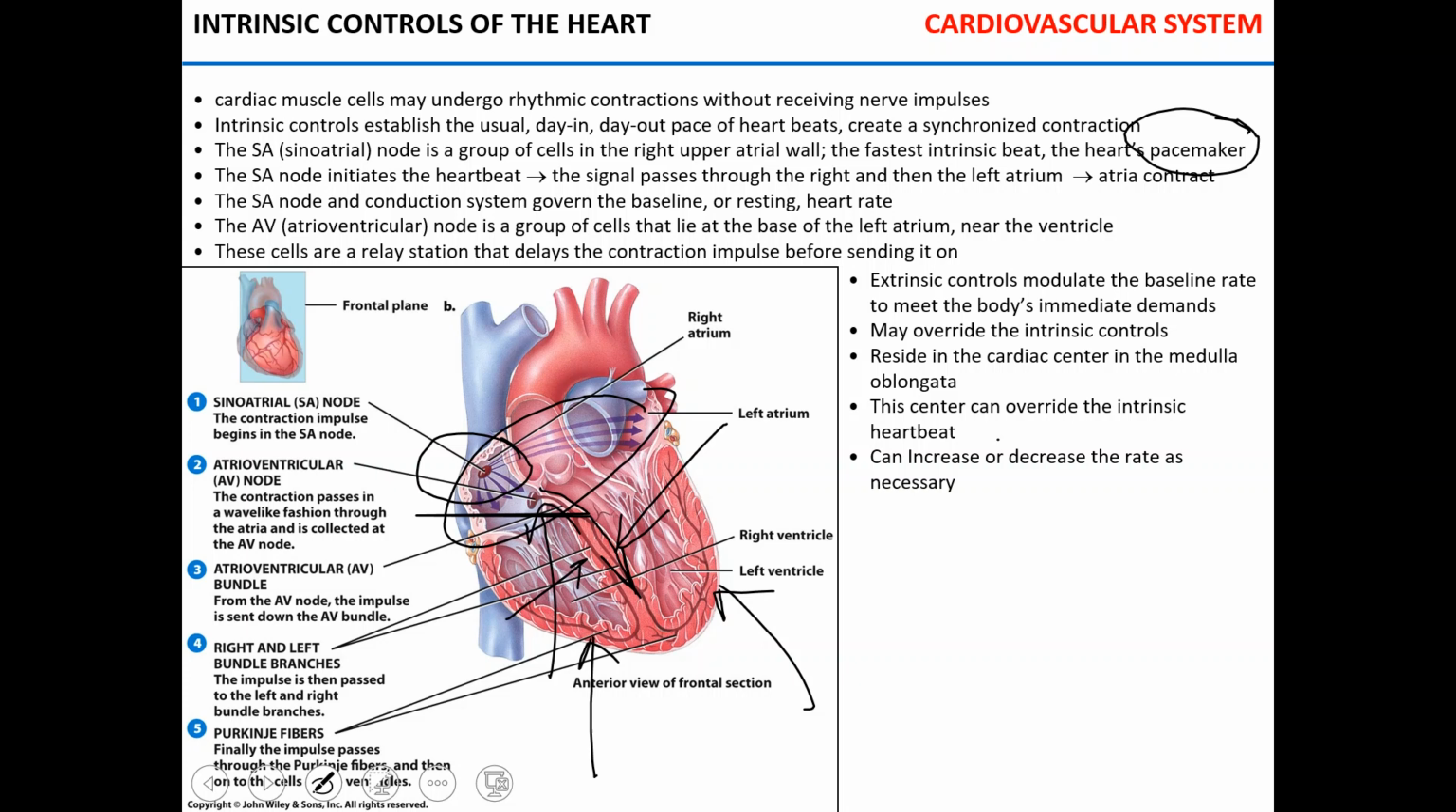It is important to highlight that these intrinsic controls also have another level of control from the rest of the body. So heart can contract without any nervous stimulation, but essentially nervous stimulation can change the heart rate, basically may override the intrinsic controls, and the signals from the cardiac center in the medulla oblongata can either increase or decrease the heart rate as necessary. But essentially, sinoatrial node is the chief structure that sets up the heart rate.